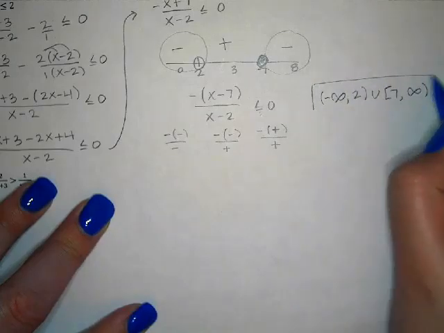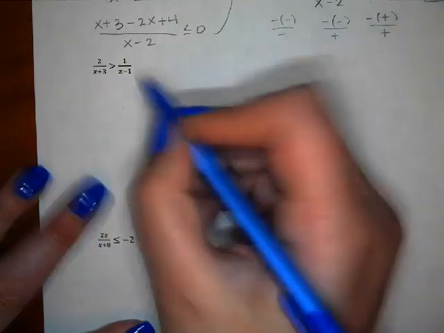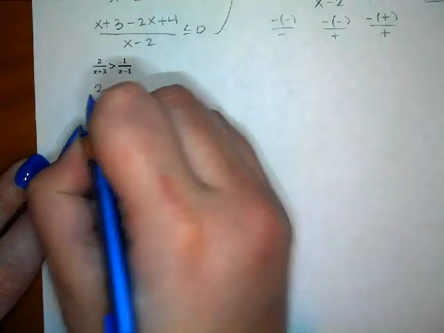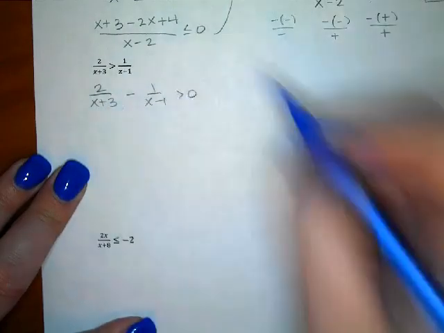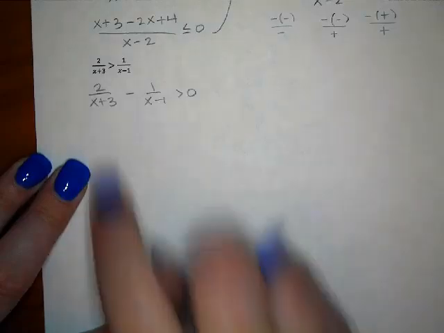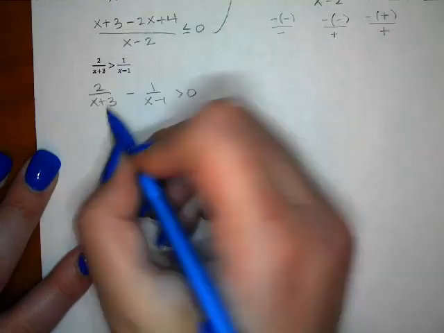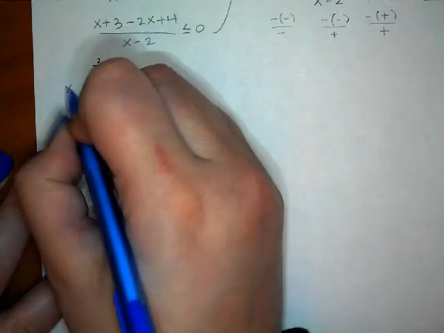Okay, let's try this next one. So again, I have to make it equal 0, so I'm going to take this fraction and just subtract it over. And then I have to take those two fractions and write them as a single rational expression. And so I need to have a common denominator between the two fractions. So this fraction has an x plus 3, but it does not have an x minus 1, so I'm going to multiply it by x minus 1. This one has an x minus 1, but it does not have an x plus 3, so I'm going to multiply by x plus 3.